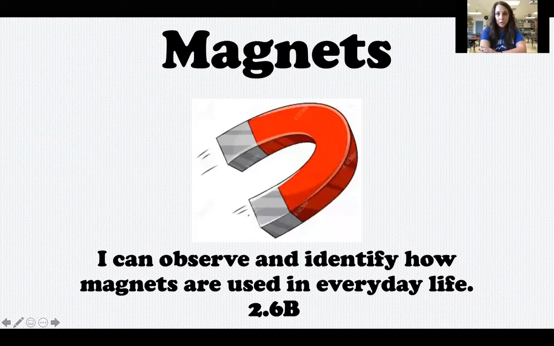So we have finished up our unit on energy and we are starting a new unit on force and motion. Today we're going to be talking about one type of force called magnetism. We're going to talk about what a magnet is and what sorts of objects are magnetic. Your target says, I can observe and identify how magnets are used in everyday life.